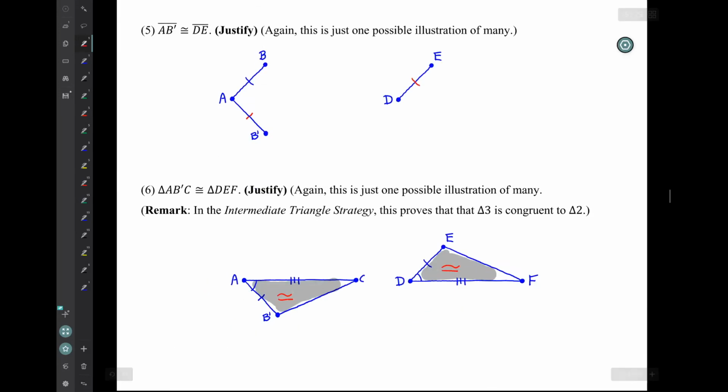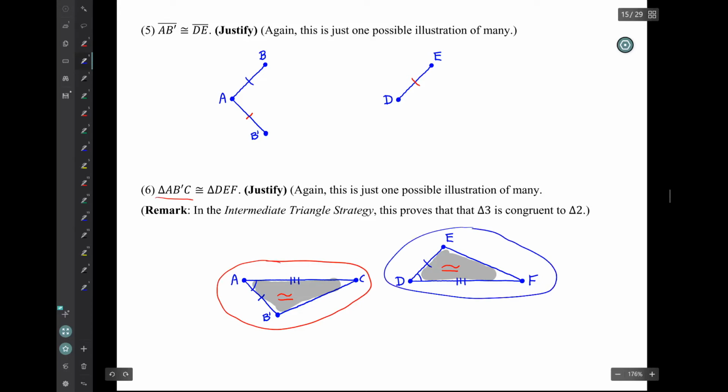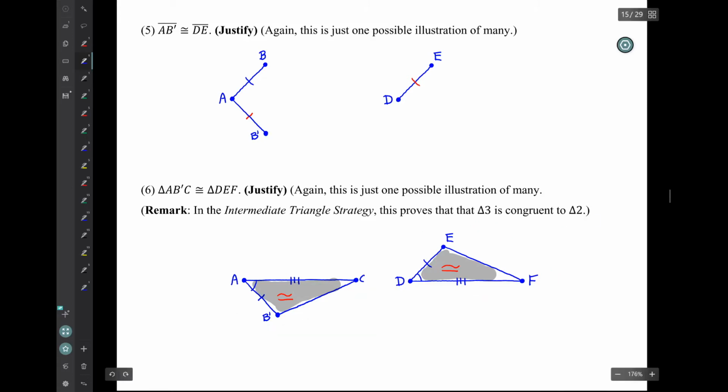Step 5 says that segment AB prime is congruent to segment DE. So this segment is congruent to that segment. Statement 6 says that triangle AB prime C is congruent to triangle DEF. Now in terms of the intermediate triangle strategy, this means that triangle 3 is congruent to triangle 2. That is, our intermediate triangle, triangle 3, is congruent to one of our original triangles. Now you will have to justify this step in your homework. Now you'll have to think about that.